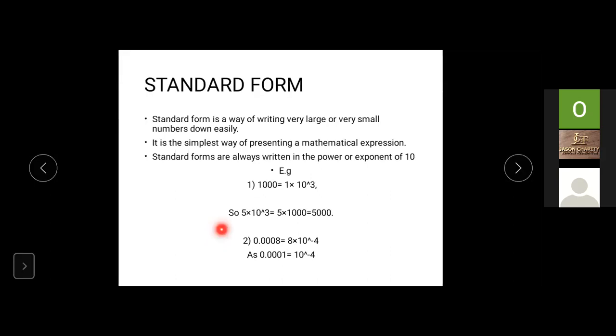So looking at this third example, we have 0.0008. If we want to write this out in standard form, it is written as 8 times 10 raised to the power of minus 4, as 0.0001 is equal to 10 raised to the power of minus 4. How do we know that 0.0001 is equal to 10 raised to the power of minus 4? Let's check that out in the next slide.